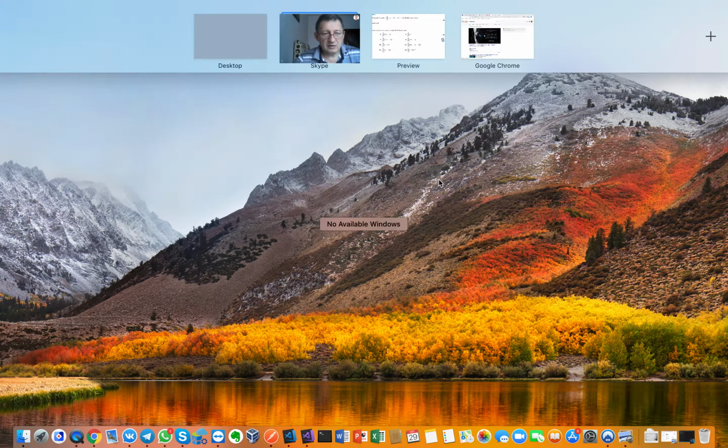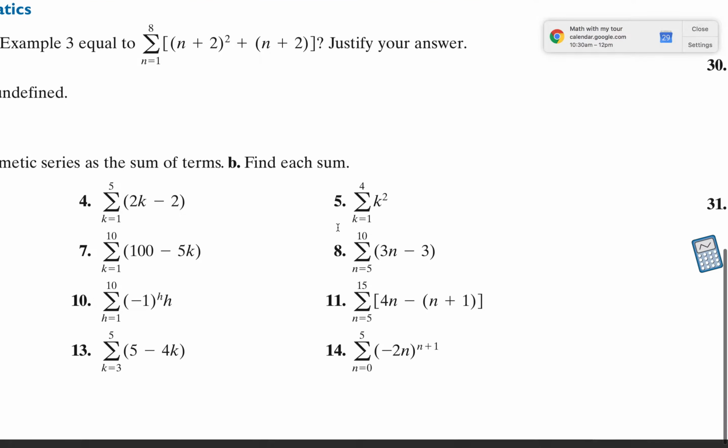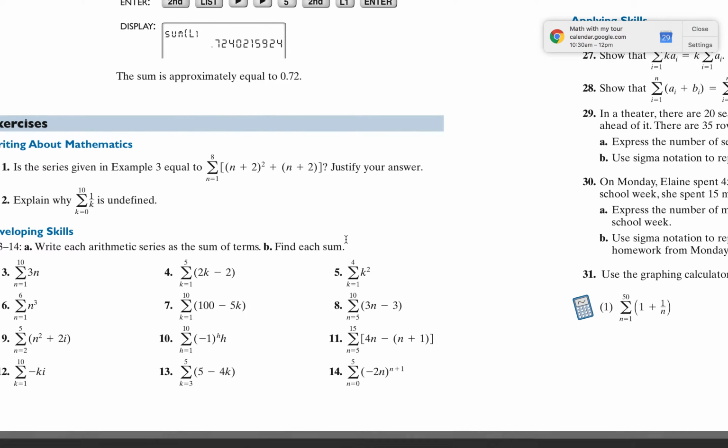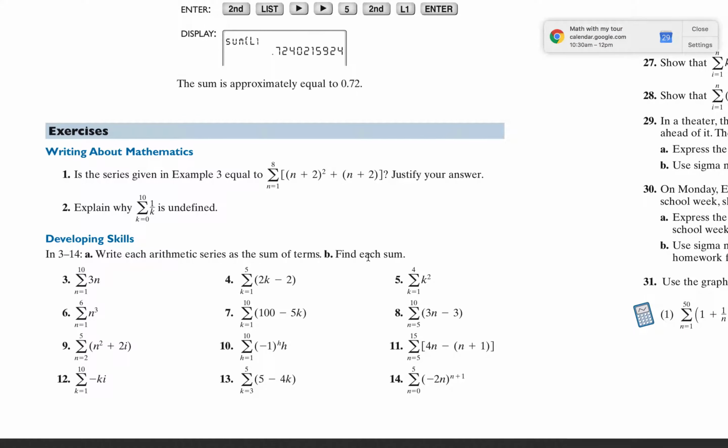Now, there are some very interesting questions on the next page, page 261, questions from 15 to 26. We have to write each series in sigma notation. Okay, let's take question 15.